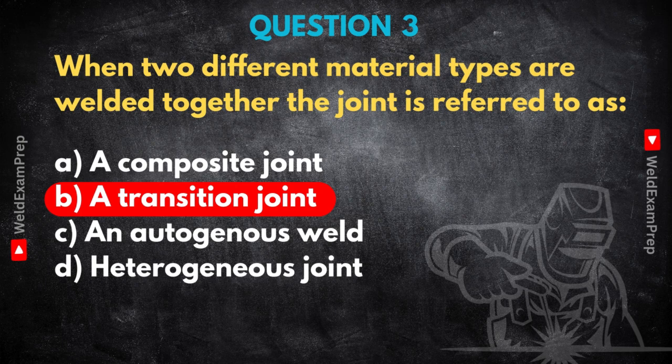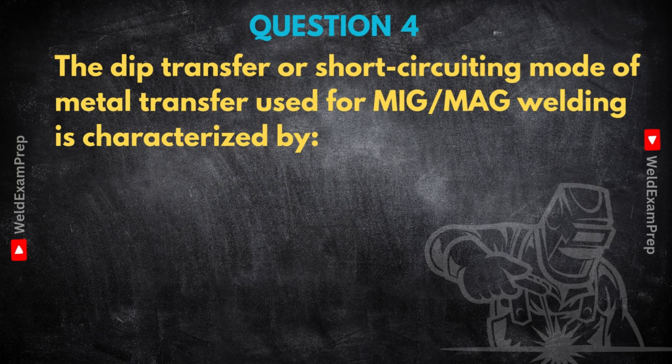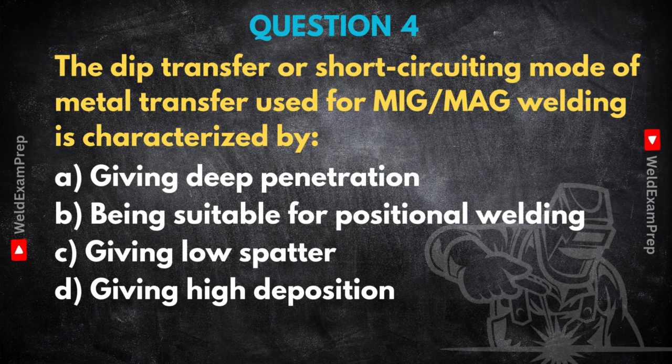Okay, let's shift to a process question. MIG-MAG welding, specifically dip transfer. Short-circuiting, the workhorse. Exactly. Question 4. The dip transfer, or short-circuiting mode of metal transfer used for MIG-MAG welding, is characterized by: A, giving deep penetration. B, being suitable for positional welding. C, giving low spatter. D, giving high deposition.